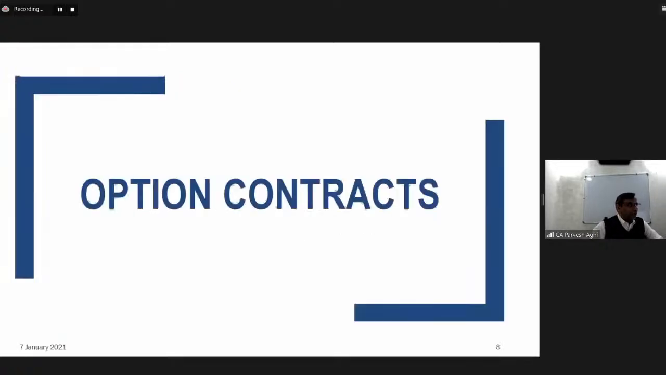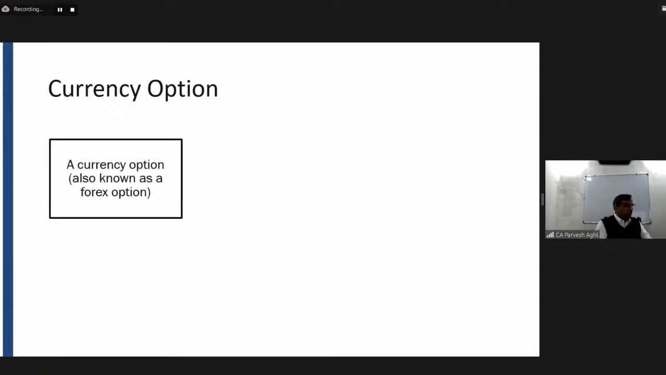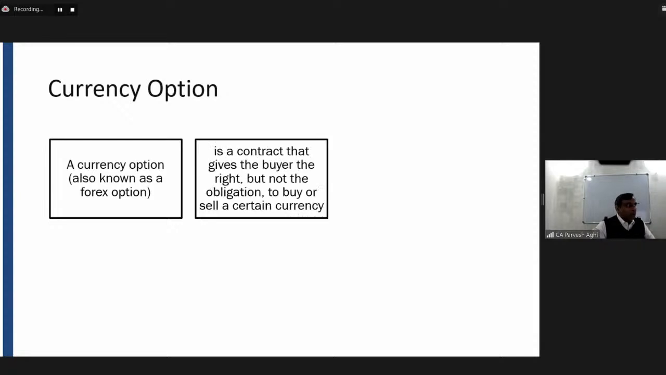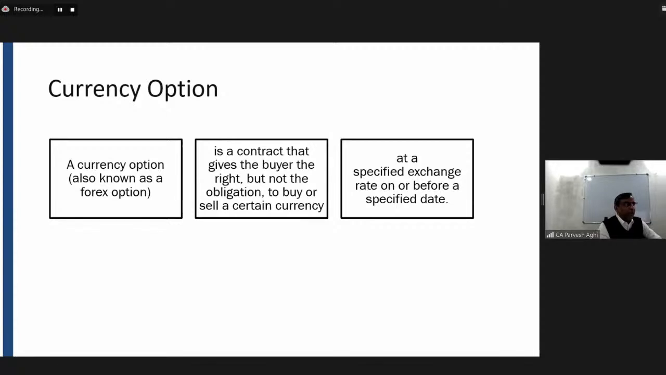So let's understand some definitions of currency options. A currency option, also known as a forex option, is a contract that gives the buyer the right, but not the obligation, to buy or sell a certain currency at a specified exchange rate on or before a specified date. At the rate which is fixed, but before a specified date.